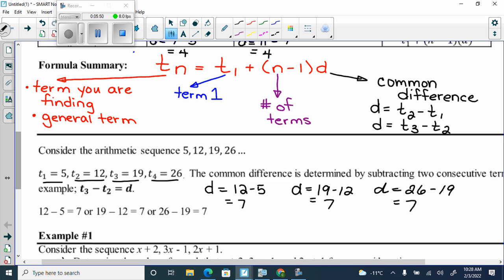So I know it's an arithmetic sequence because when I take the second term minus the first, or the third minus the second, or the fourth minus the third, it's all the same value, 7, 7, 7, right? So I know it's an arithmetic sequence.